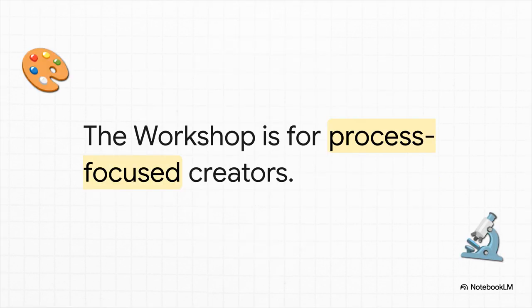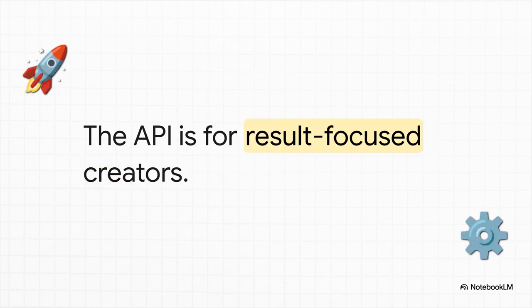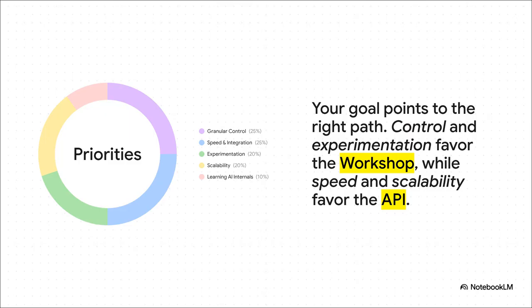If you are a process-focused creator, someone who just loves digging in, experimenting, and crafting every single little detail of the generation, then the workshop is absolutely your home. It's a playground for discovery. But if you're result-focused, maybe you need to reliably and scalably plug AI generation into an app or an automated workflow, then the API is your tool. It's a dependable engine built for production.